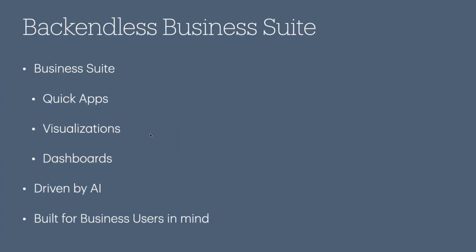Backendless Business Suite consists primarily of three elements: quick apps, visualizations, and dashboards. I will demonstrate some of these today. All of them are heavily driven by AI. AI is all over these solutions. It's built primarily with business users in mind, whereas everything else we've been doing so far is primarily targeted at app developers and people who build solutions. These are the ones where we try to address the needs of business people.